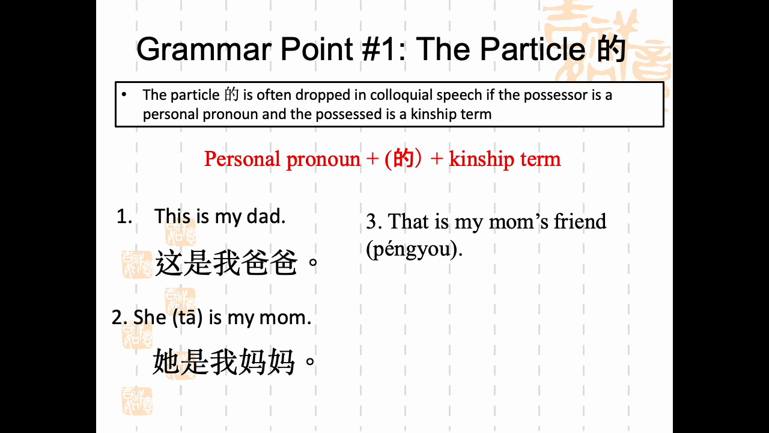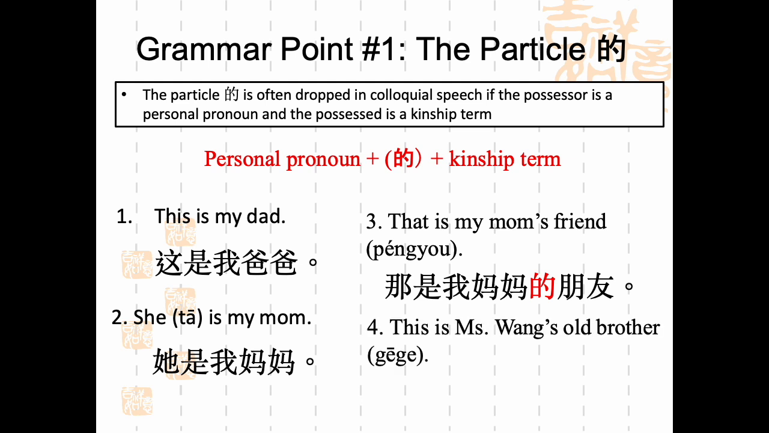Number 3. 中文怎么说 That is my mom's friend. And to say friend is 朋友. 那是我妈妈的朋友. So here you need the de, right? Because mama, mother, is not a personal pronoun, and friend, obviously, is not somebody that you're related to.